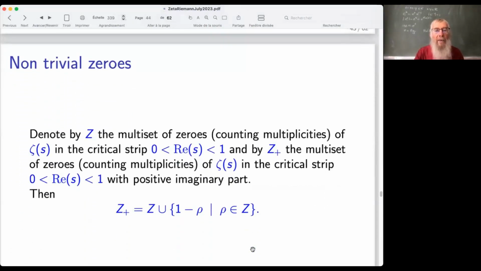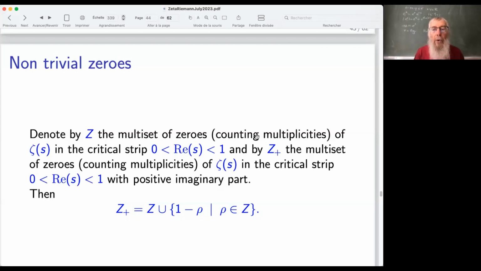So I come back to the non-trivial zeros. We consider the set of zeros of the Riemann zeta function in the critical strip. I say here the multiset, which means that we count multiplicities. We repeat the zeros if they occur with multiplicities. By the way, we do not know a single example where a zero of the Riemann zeta function has multiplicity greater than 1. The conjecture is that all the zeros of the Riemann zeta function are simple zeros, but we do not know it. So we include the multiplicities just in case some of the zeros would not be simple.